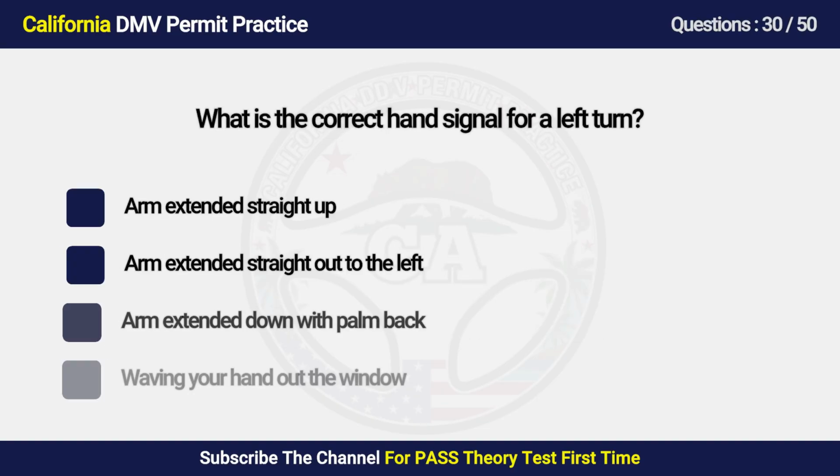Question 30. What is the correct hand signal for a left turn? A. Arm extended straight up. B. Arm extended straight out to the left. C. Arm extended down with palm back. D. Waving your hand out the window.